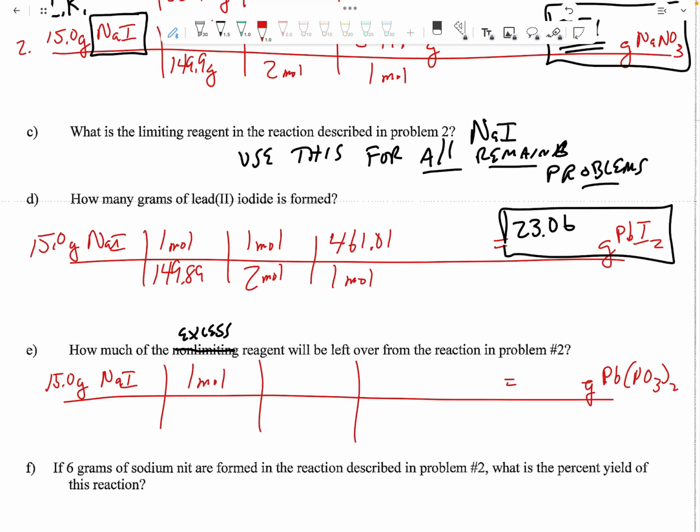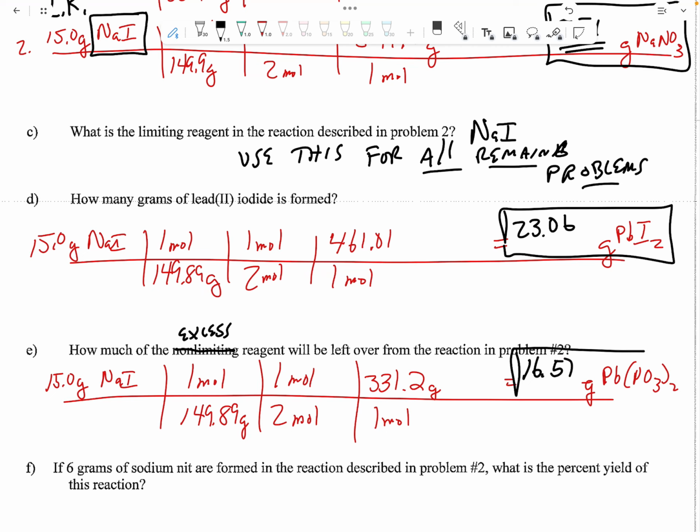So 1 mole of the NaI over its molar mass, which is 149.89 grams. And then the mole ratio of the lead-2 nitrate, which is a 1 over the coefficient for the NaI, and that's going to be a 2. Then we have the molar mass of the Pb(NO3)2, which is 331.2 grams over 1 mole of it. And when we do this, we calculate that we need only 16.57 grams of it.